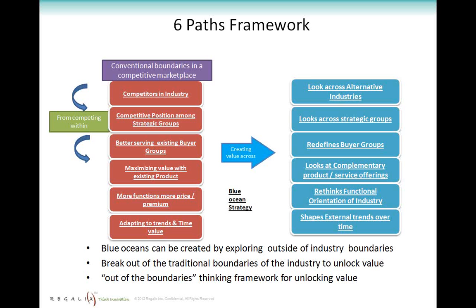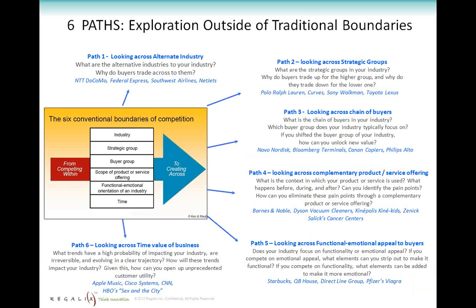For this principle, we need to look at the 6 paths framework, wherein blue oceans can be created by exploring outside the traditional industry boundaries. A traditional industry faces 6 typical boundaries, and blue oceans provide paths to move away from these 6 hurdles. The first path is looking across alternative industries.